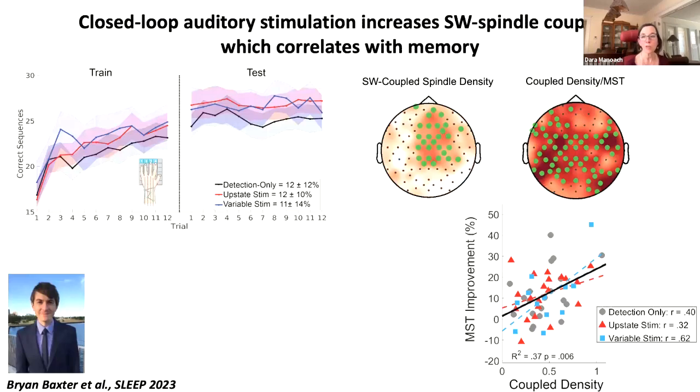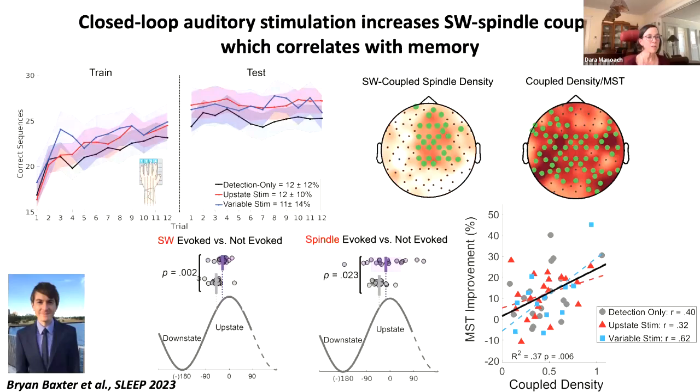We're now trying to learn from this data to optimize CLASS. And it turns out that timing matters. The closer the stimulation occurred to the upstate, the more likely it was to evoke a slow wave. And the same was true for spindles. The closer it was to the upstate, the more likely it was to evoke a spindle. So timing matters, and we're trying to more precisely target the stimulation based on individual physiology, so a precision medicine approach.